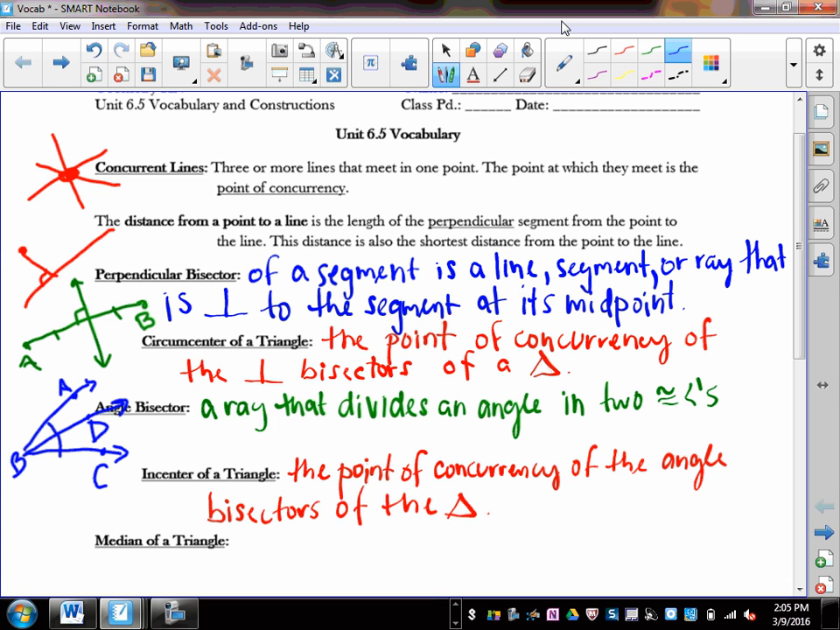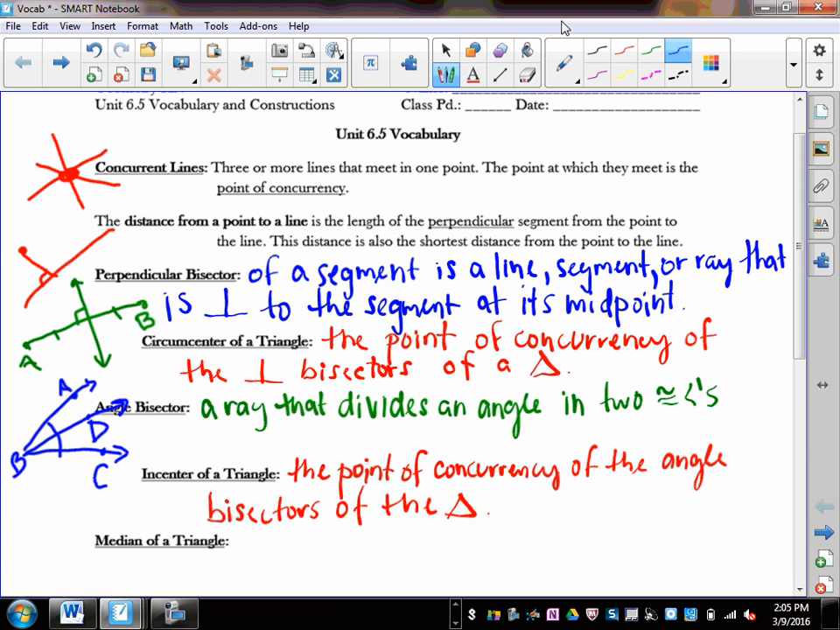Alright, so here we have ray BD cuts angle ABC in half. That gives us an angle bisector. So again, the in center, notice it's tabbed in, this deals with our angle bisectors. Our in center is the point of concurrency of the angle bisectors of the triangle.